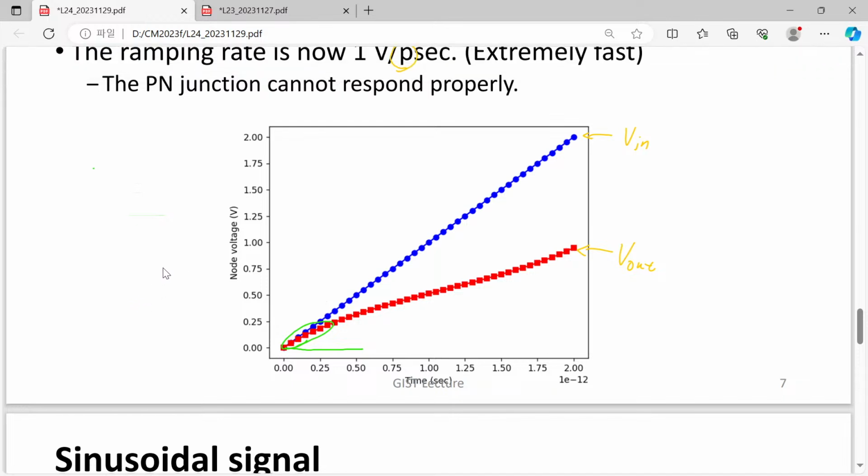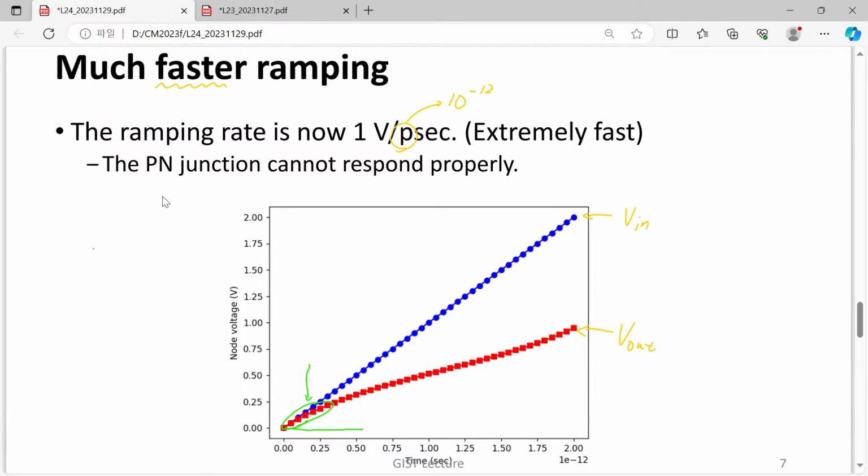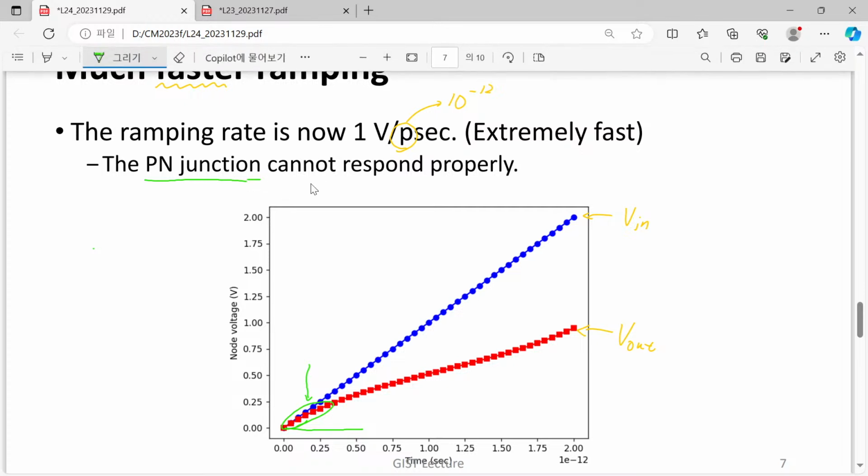Please implement this simulator and please check your internal quantities. Why is this kind of strange behavior happening? Simply speaking, although the analysis is your role, since our diode is biased too quickly, our PN junction cannot respond properly.